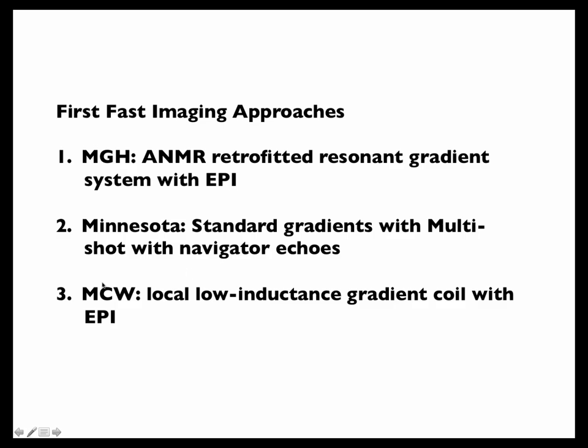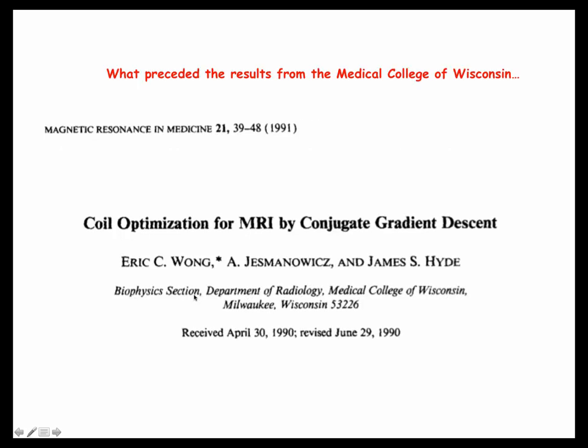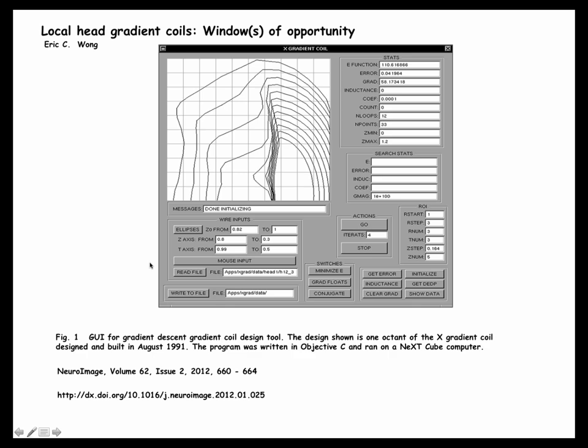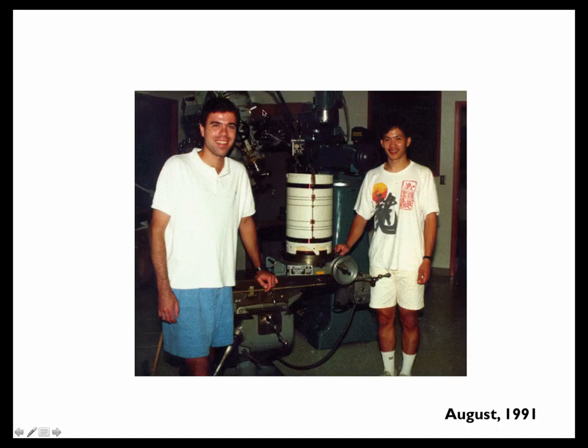And there's another group. This is the group I was at, Medical College of Wisconsin. We actually used a local head gradient coil that was built by Eric Wong. Here's Eric Wong. Here's his design. He basically used a method that moved the wires until it optimized for a linear gradient field. And this is us way back in August of '91. In the machine shop, milling away, making this thing out of sewer pipe and wire and epoxy, sticking it onto a scanner to get it working.